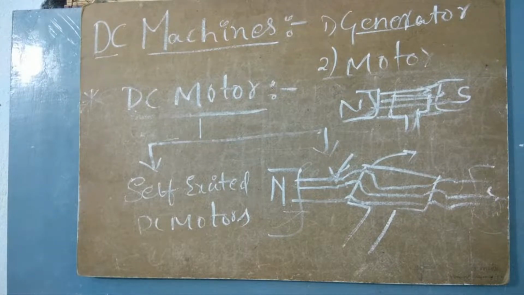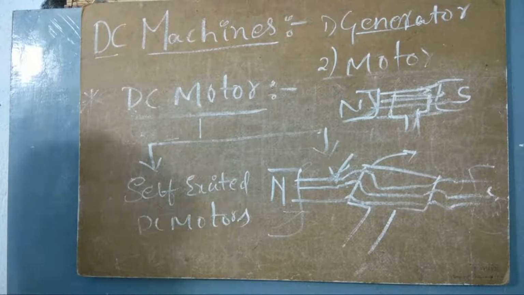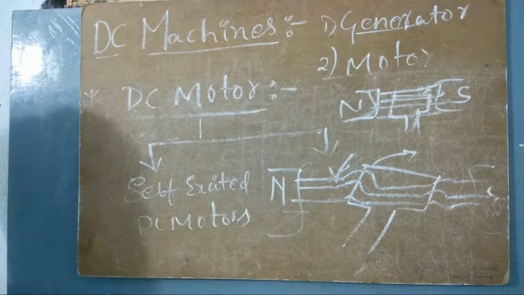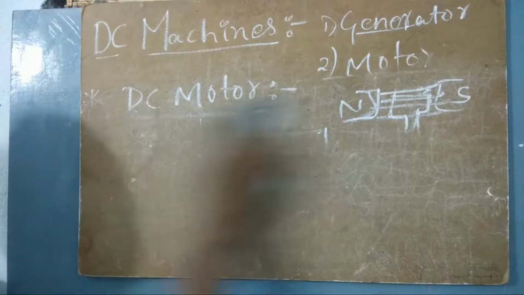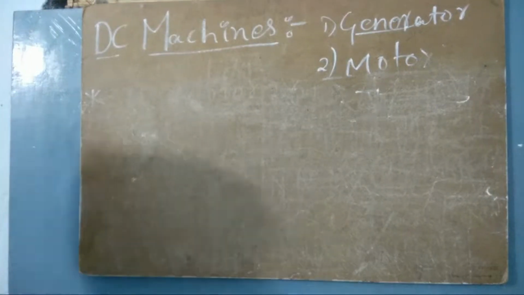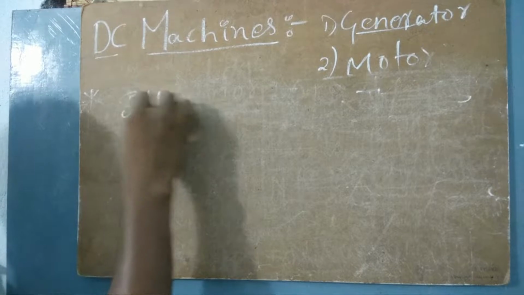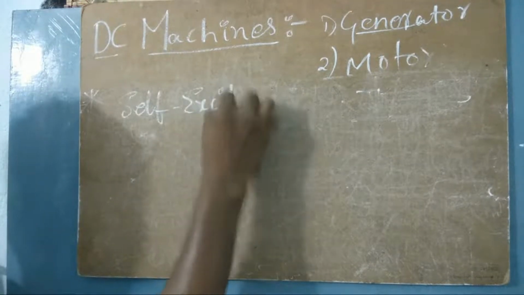Anyhow, let us continue with the other concepts also. Let us now understand self-excited DC motors and separately excited DC motors. I will give you some briefing on this. Let us understand the concept first. So, self-excited, firstly, self-excited.